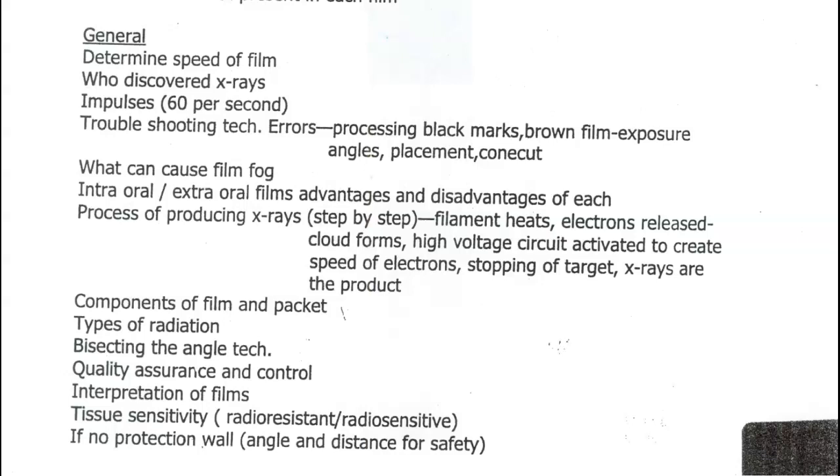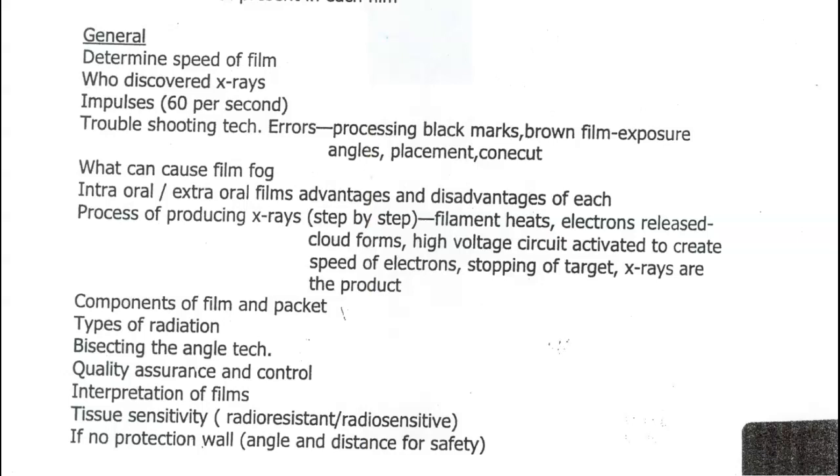Angling issues are going to be your overlap and foreshortening elongation. Cone cutting is typically just, the quick definition is that you didn't cover the film or the sensor with the PID. So just make sure you kind of know the difference between those.